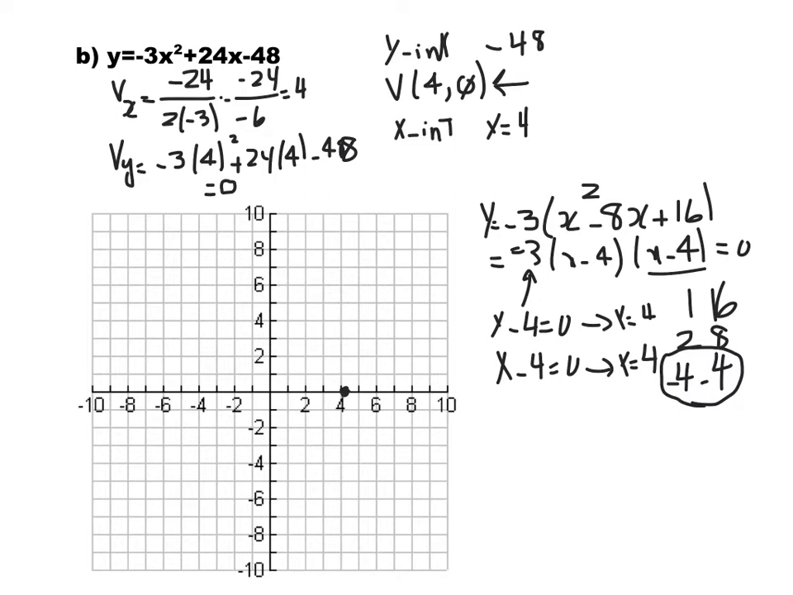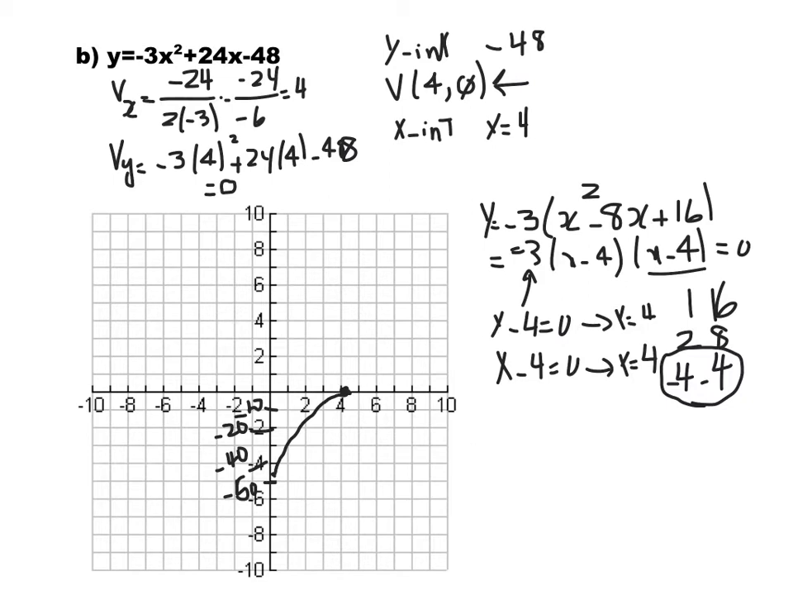Now, the other point I have is the y-intercept, negative 48. So I'm going to change the numbering. I'm going to say this is negative 10, this is negative 20, this is negative 40, and this is negative 50. So negative 48 is going to be somewhere around here. So I'm going to connect these two points together with a smooth curve up to here.